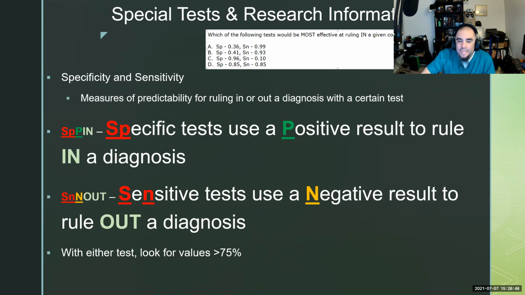Yes, well, it's just SPIN and SNOUT. Okay, so I've got a lot of C's, and then I've got a D. So D would be numbers too. Yeah, you need to know the numbers. Well, you don't need to memorize the numbers.